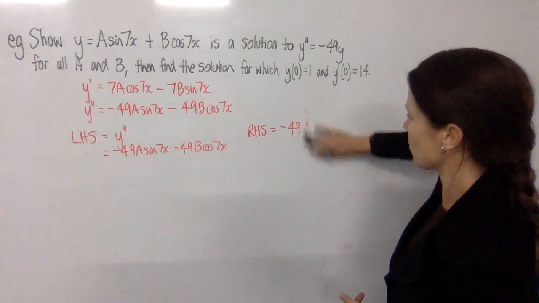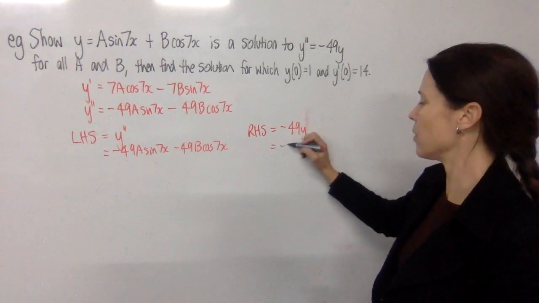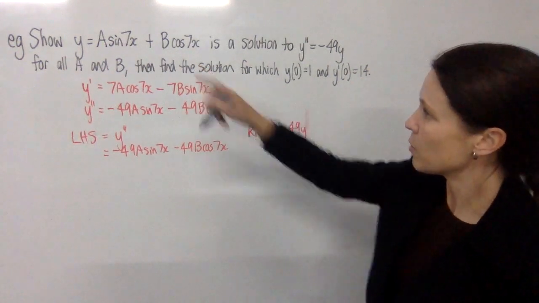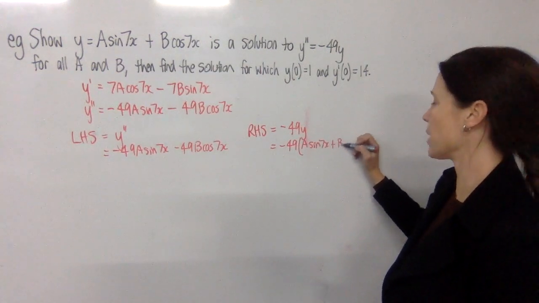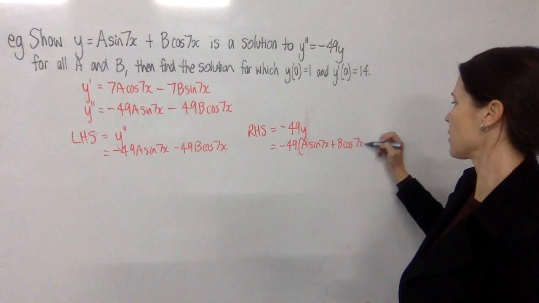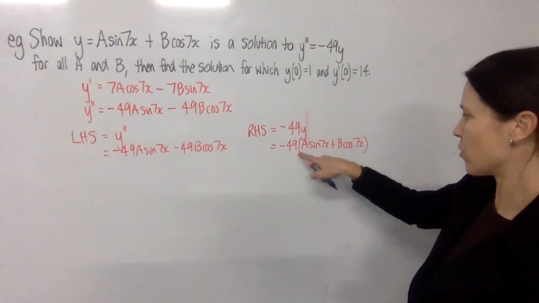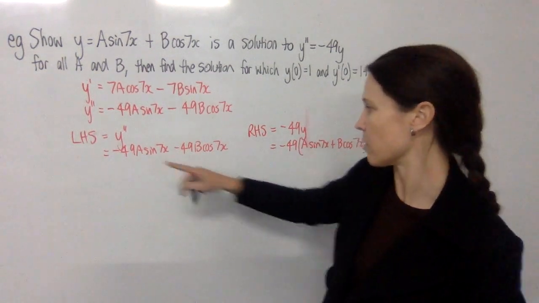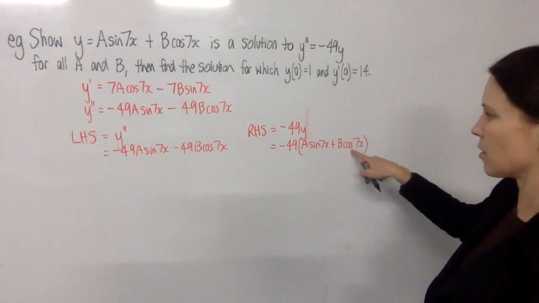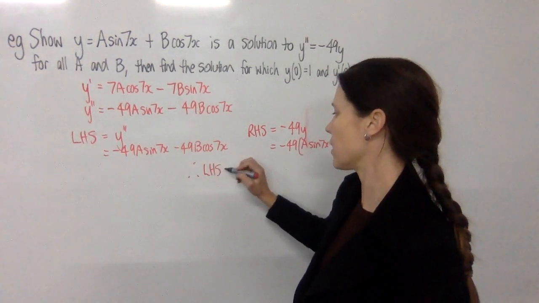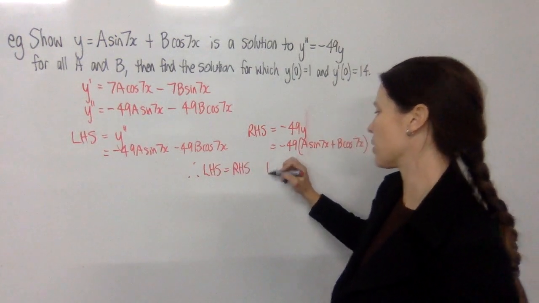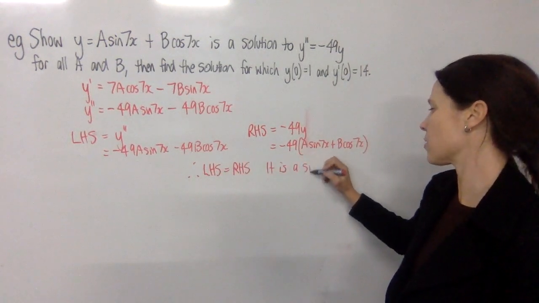Well, let's put y in. Minus 49 times a sine of 7x plus b cos of 7x. Now that's going to give us minus 49a sine 7x, exactly the same, and minus 49b cos 7x. So that's exactly the same. Therefore, left-hand side equals right-hand side, and we can say it is a solution.